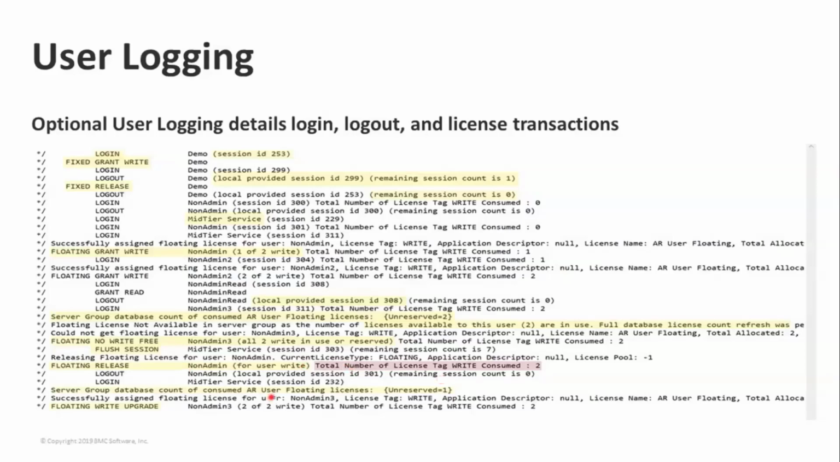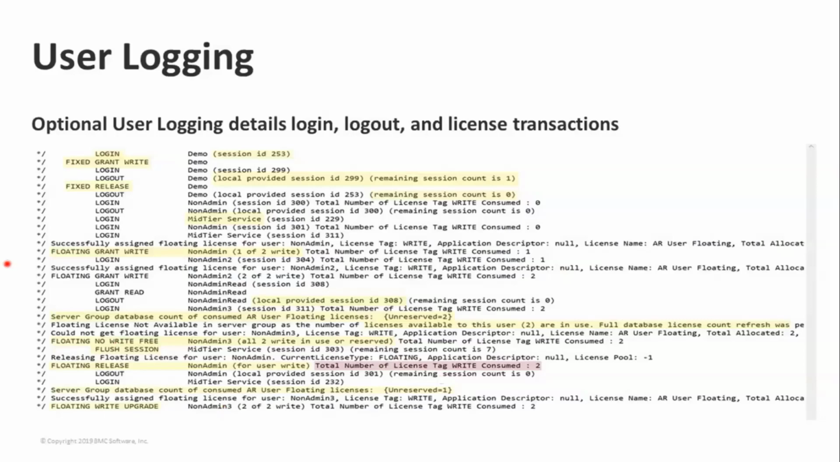Okay, and then again, at the bottom here, there's a concept of a floating right upgrade. Since a floating license was released, there was now one available the next time this non-admin 3 user came into the system and tried to get a license. There was one available this time. Previously, they couldn't get one, so they went into a read mode, and then when they did get one finally, they were quote-unquote upgraded to a write license, and that's indicated here in the log file. Okay, so that's a walkthrough of what you see in the user log.